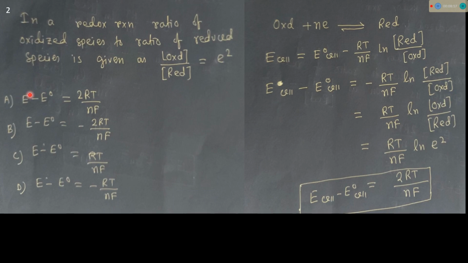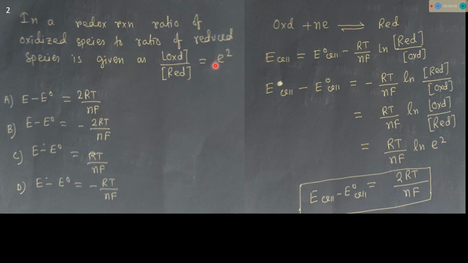4 options like this were given in the question. So from these options the correct answer is E cell minus E0 cell. Yeah, might be there is a mistake in writing the options, but the correct answer is this: E cell minus E0 cell equals 2 RT by nF. There are minus options, plus options. I think one option is RT by nF, because in this case 2 is there, e square.